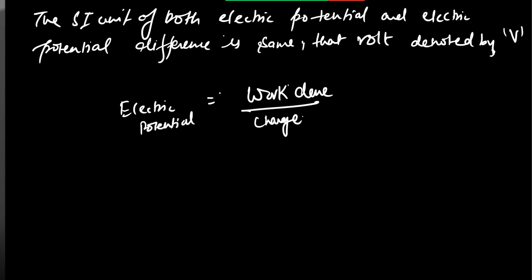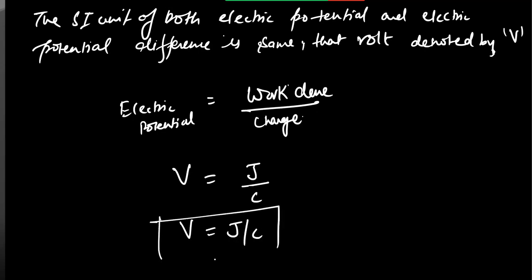Electric potential can be defined as work done upon charge. Electric potential is represented by V, work done is measured in joules, and charge in coulombs. So electric potential has a unit that is joules per coulomb. This is another unit for volt.